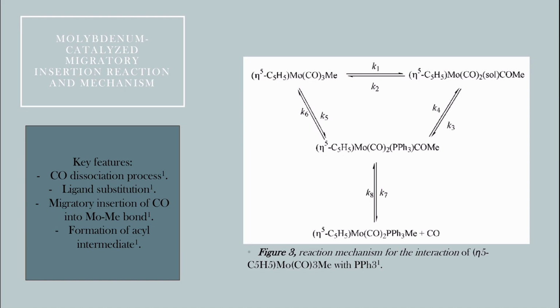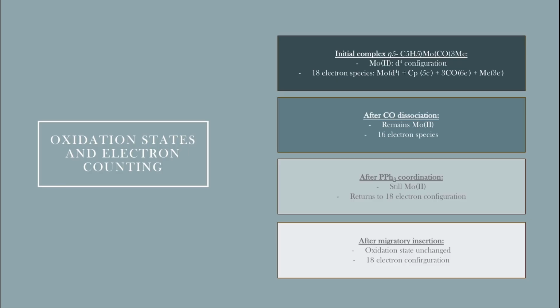Alternatively, the phosphine can directly coordinate to the complex after CO dissociates via the K5 and K6 pathway. The final step, K7 and K8, involves migratory insertion of CO onto the Mo-Me bond, forming an acyl intermediate and creating the final product with a release of CO.